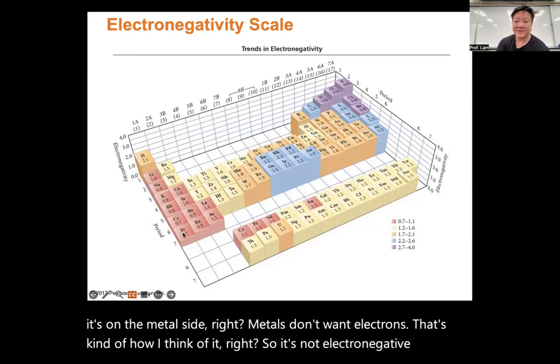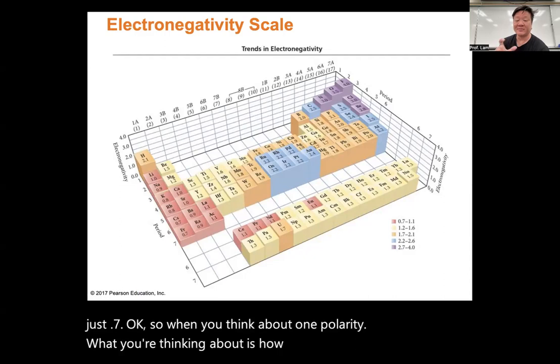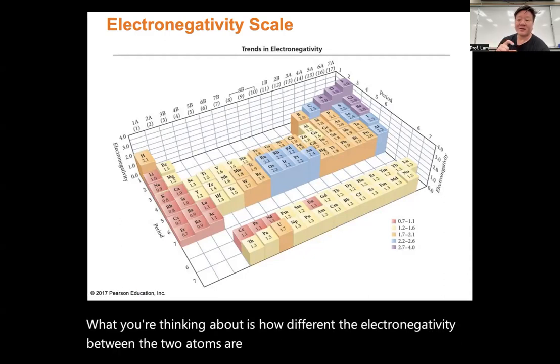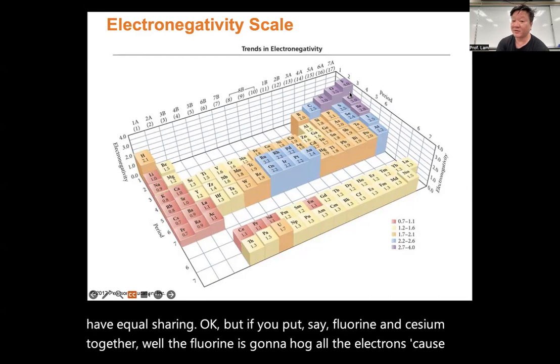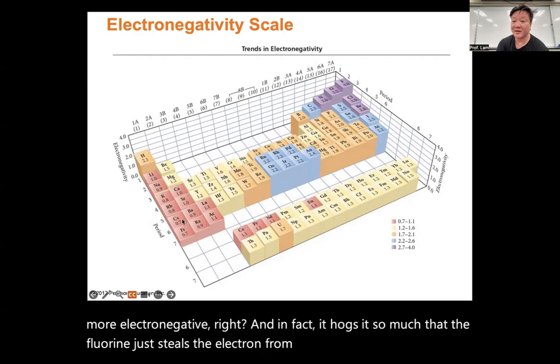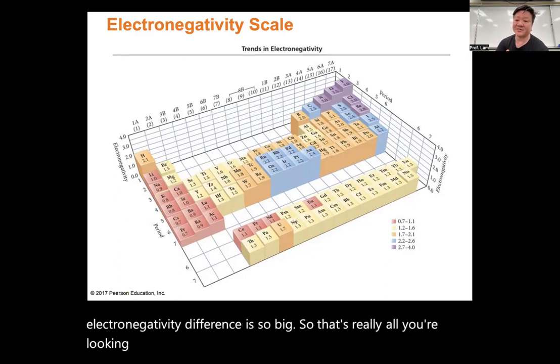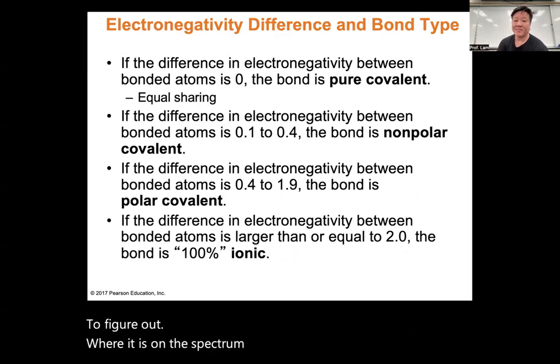So just 0.7. Okay. So when you think about bond polarity, what you're thinking about is how different the electronegativity is between the two atoms. If they are completely equal, then you have equal sharing. But if you put, say, fluorine and cesium together, the fluorine is going to hog all the electrons because it's more electronegative. In fact, it hogs it so much that the fluorine just steals the electron from cesium, because their electronegativity difference is so big. So that's really all you're looking at: their difference in electronegativity to figure out where it is on the spectrum of bond type.